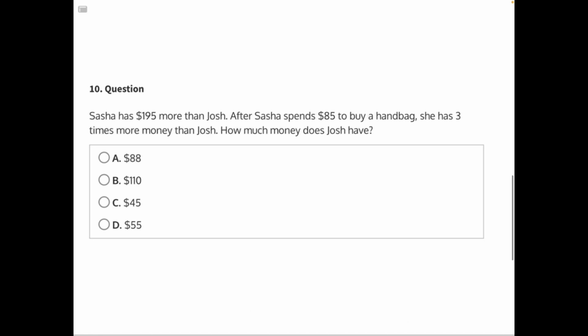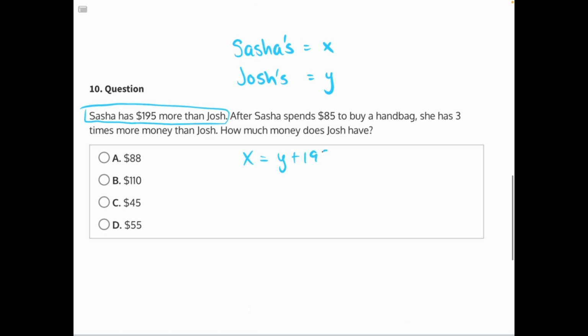Let's represent Sasha's money with the variable x and Josh's money with the variable y. Our first equation is going to come from this piece of information right here. Sasha has $195 more than Josh. So Sasha's money is equal to 195 more than what Josh has, more being addition.